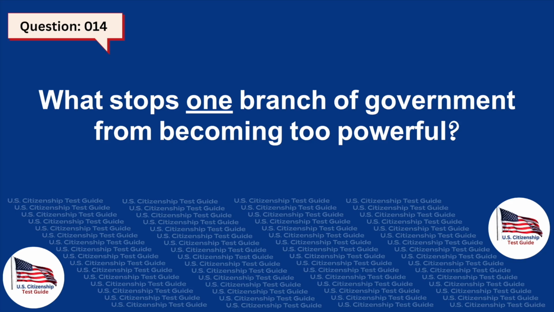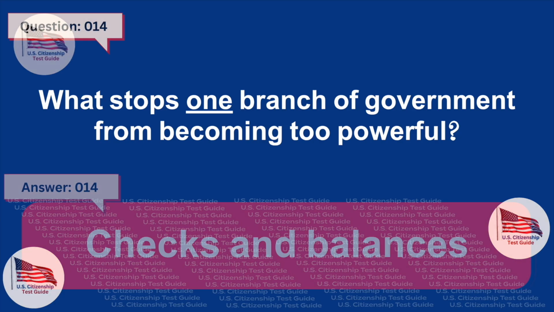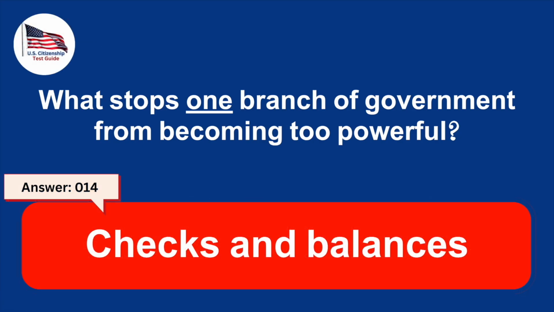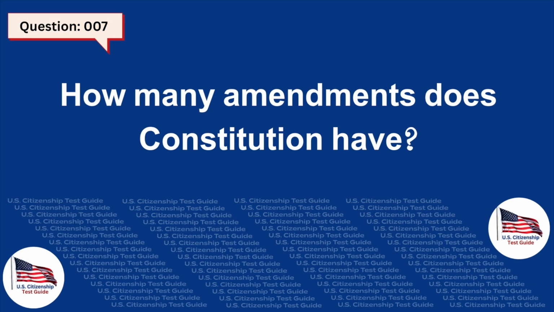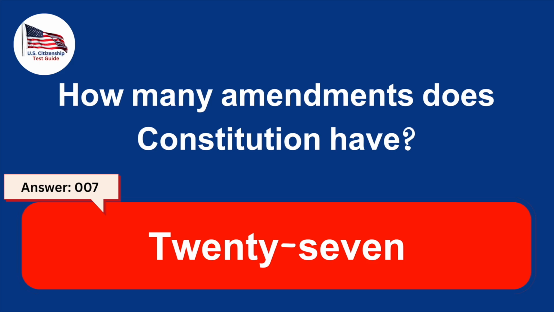What stops one branch of government from becoming too powerful? Checks and balances. How many amendments does the Constitution have? 27.